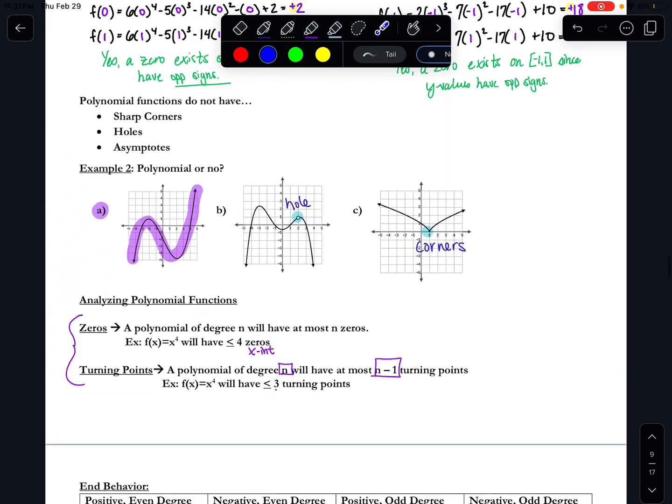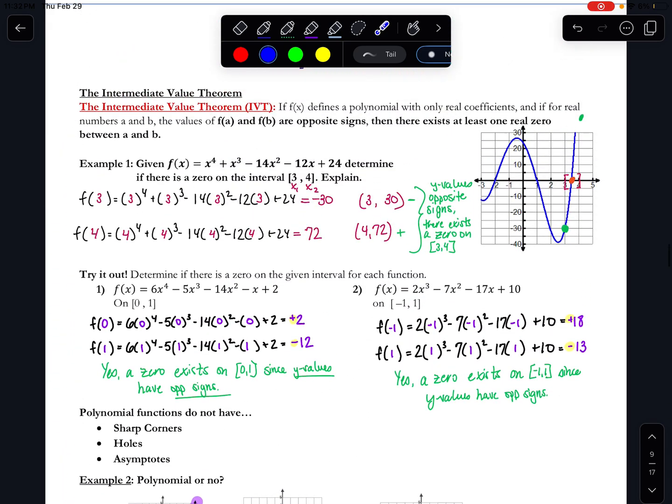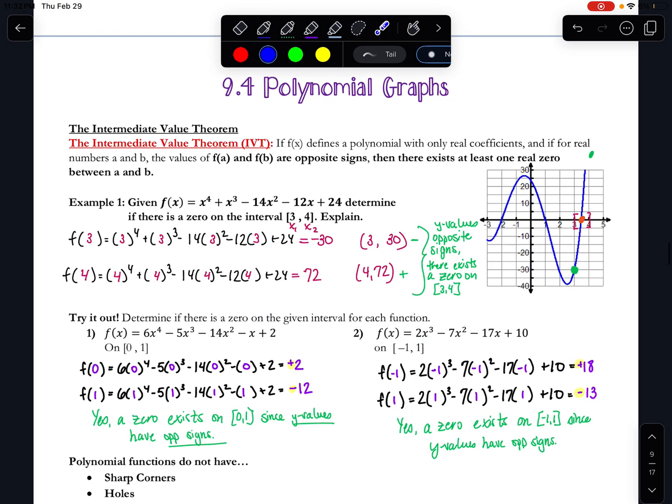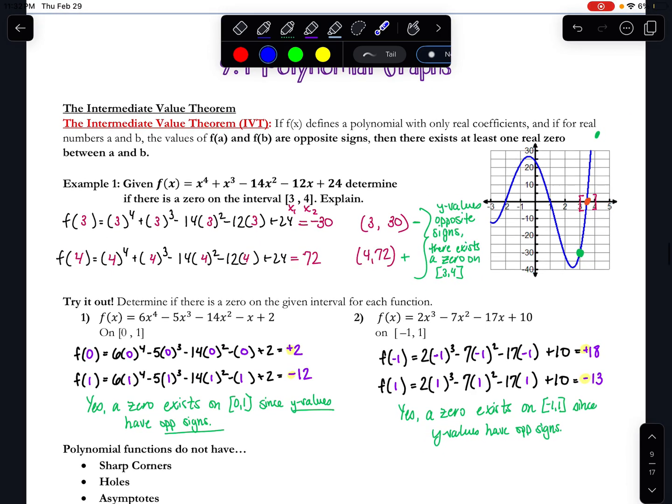There's one last topic that we need to go through, and that is the intermediate value theorem. And if you'd like, you can take a picture of this. It's a lot of work writing down. So just listen, and you can take a screenshot and insert this into your notes. I just want you to understand what the intermediate value theorem says.